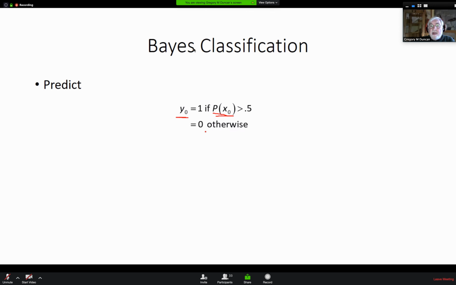I tend to do it with probabilities less than or equal to 0.5, but there are situations where you could imagine making this greater than or equal to. When you read a paper, it's really important you understand which they've done, particularly if there's lots of stuff at 0.5.